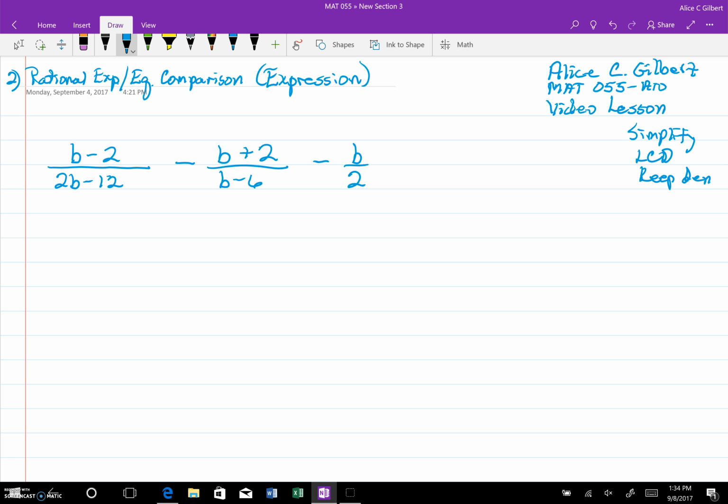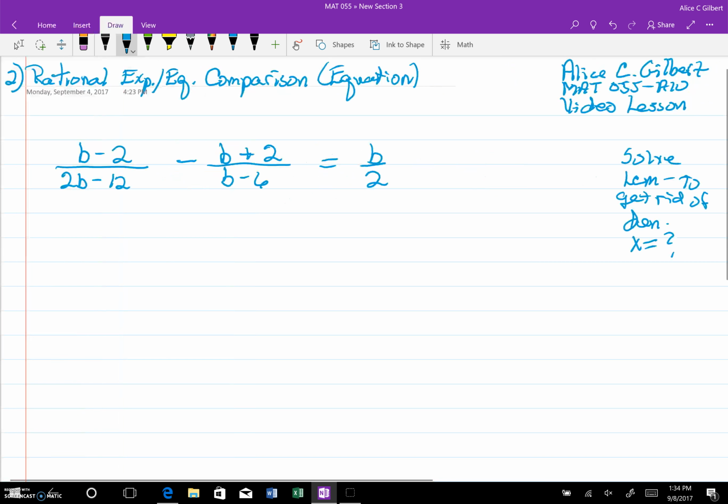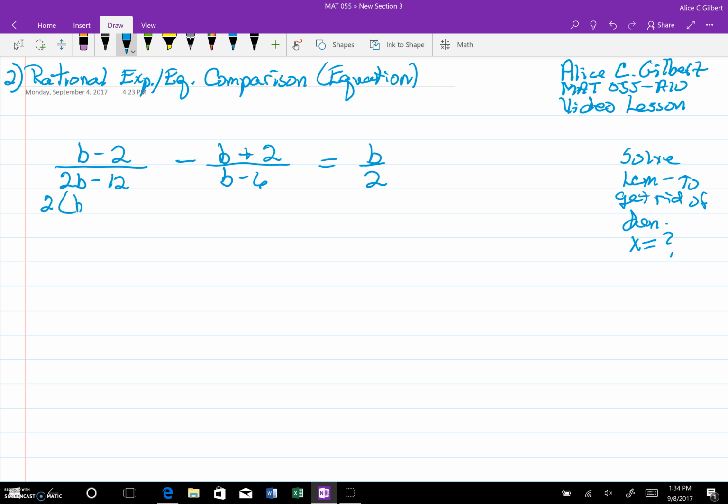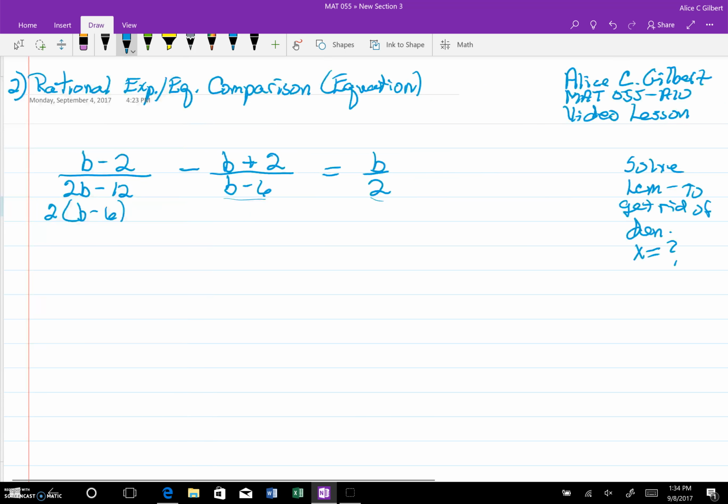So on the expression, first thing we do is see about factoring everything in the denominator. Well, this denominator, I can factor out a 2. That leaves me with b minus 6. There's nothing I can factor in this denominator, nothing I can factor in this denominator. In an expression, the very first step is to factor out everything in the denominator. So I can factor out a 2, and I cannot factor this denominator or this one. Let's go back to the expression.